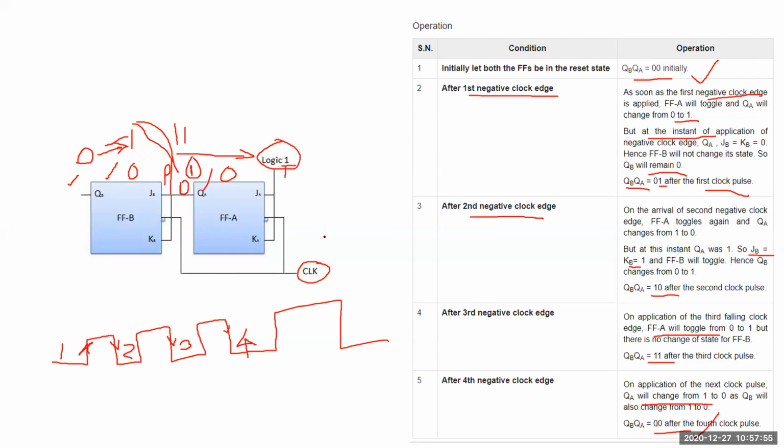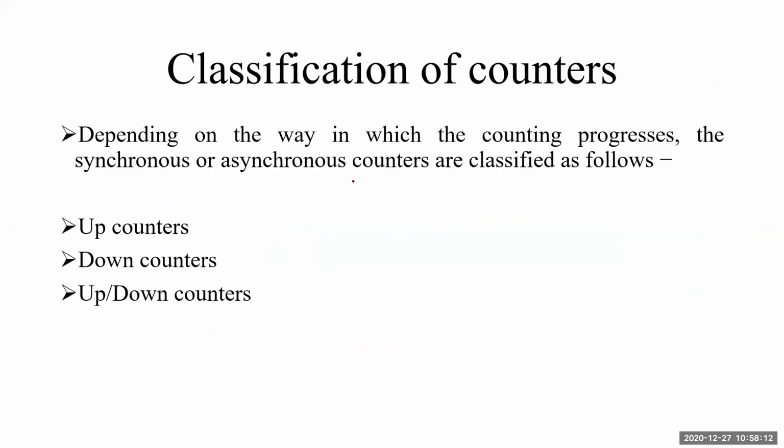Most of you might have studied this in your previous basic electronic concepts. So once you know this, we can enter into the higher level kinds of counters, which are called ring counters, and another kind of counter, the Johnson counter. So now the classification of counters.